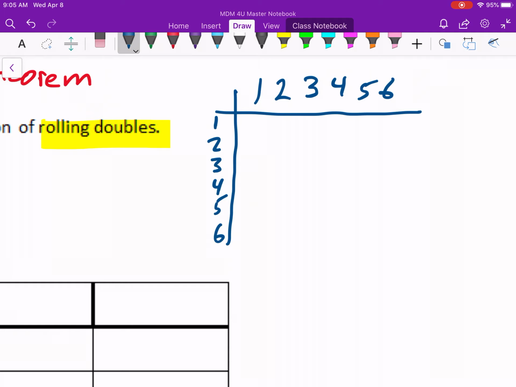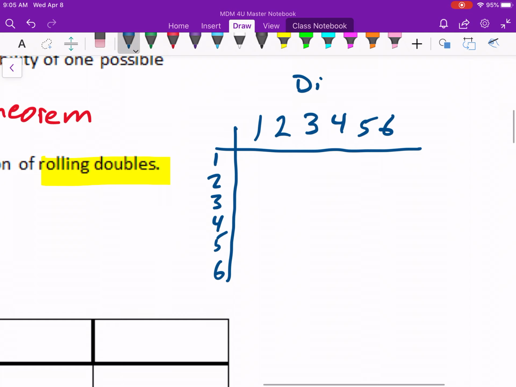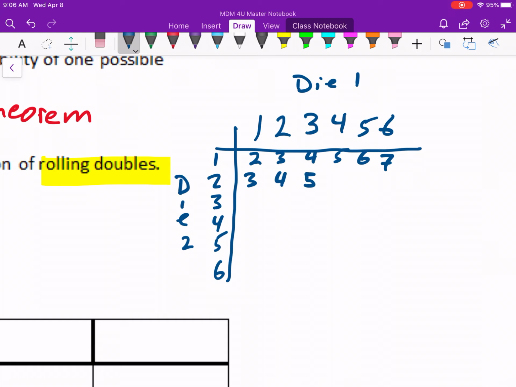Okay, so this is die number 1, die number 2. So if I get a 1 and a 1, I get a 2. 1 and a 2, I get a 3, and so on. We've seen this lots of times already, so this is nothing new to anybody. I'm just going to fill this in. It'll take me about 20 seconds or so.